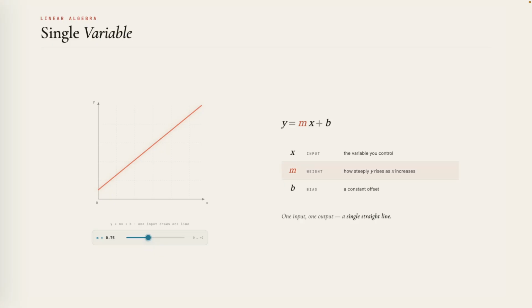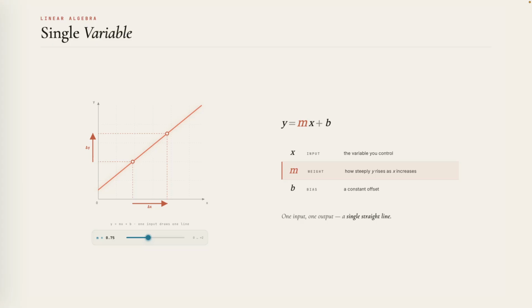Here's why this matters for AI. Every time a machine learning model trains, it's adjusting weights like this, tweaking them, tuning them, finding the weights that best match the pattern in the data. So even though y equals mx plus b looks like something from a school textbook, this is really where modern AI begins. But in the real world, one input is rarely enough.